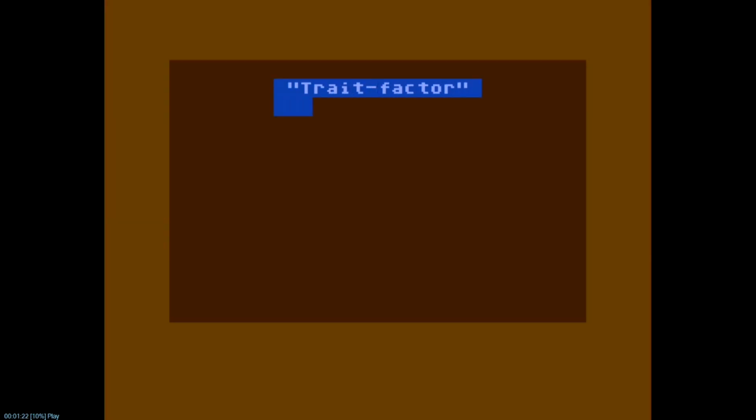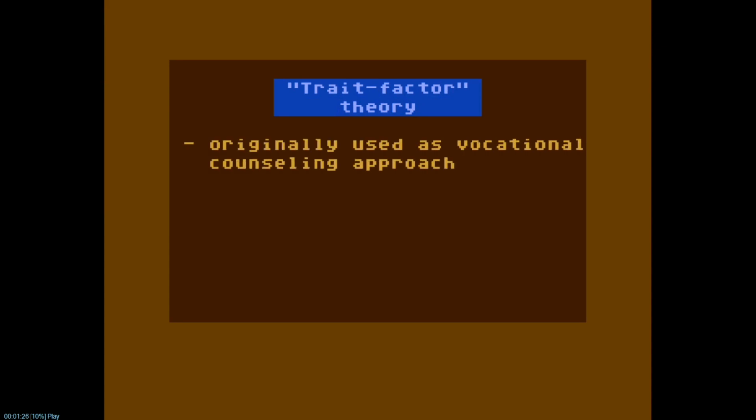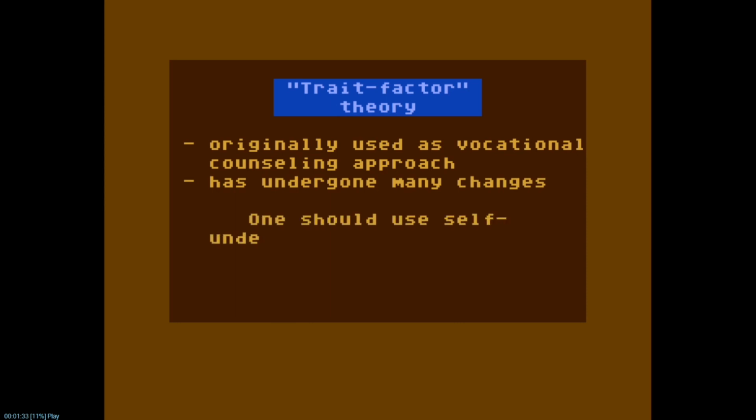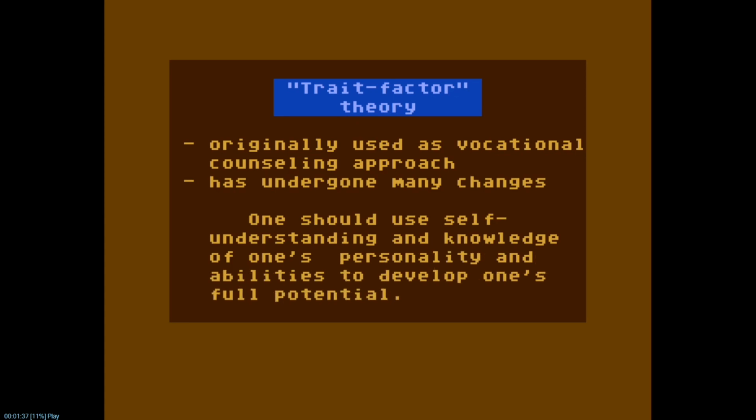The first theory is the trait factor point of view. This was originally used only as a vocational counseling approach, but since has undergone many changes. Basically, this theory states that one should use self-understanding, a knowledge of one's personality and abilities, to develop one's full potential.